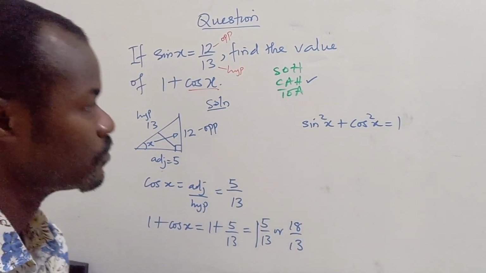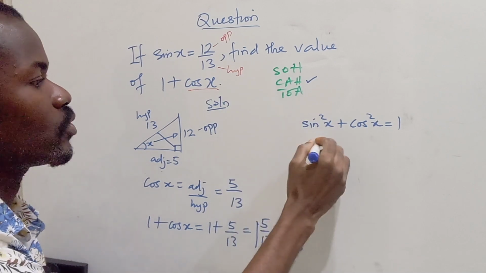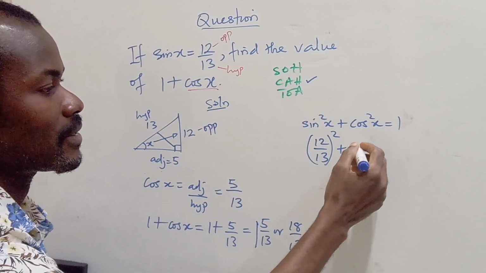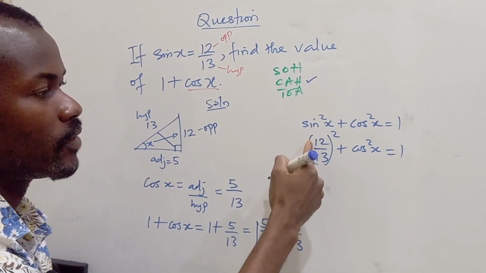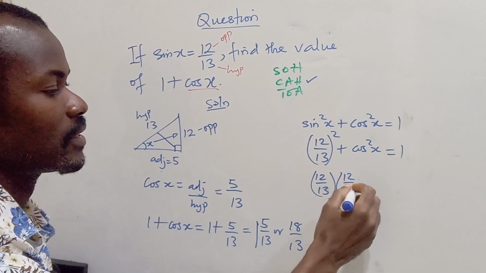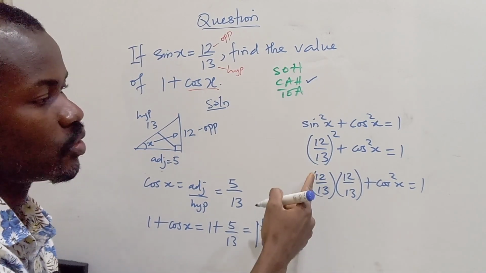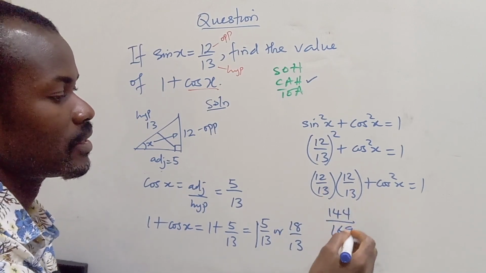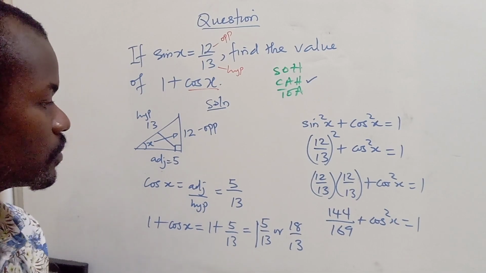Let's quickly try the other approach without wasting much time. Now we know that sine x is 12 over 13, so I have 12 over 13 squared plus cos squared x is equal to 1. So this is 12 over 13 times 12 over 13 plus cos squared x is equal to 1. So 12 times 12 is 144, 13 times 13 is 169, plus cos squared x is equal to 1.